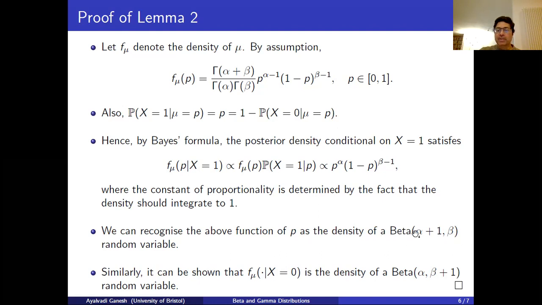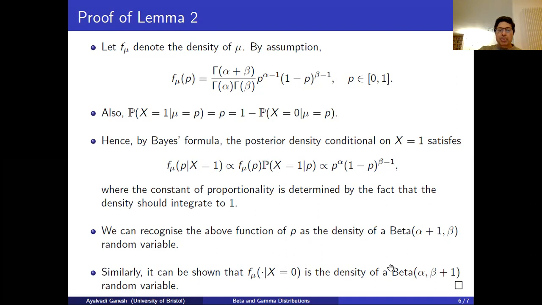That if the prior is beta alpha beta and we observe a 1, the posterior adds a 1 to the alpha. Okay, and you can do a similar calculation if x equals 0, which has probability 1 minus p. So the prior density gets multiplied by 1 minus p. And if you do the calculations, you will see that you end up with the density of a beta distribution with parameters alpha and beta plus 1. So you are adding 1 to the failures here.